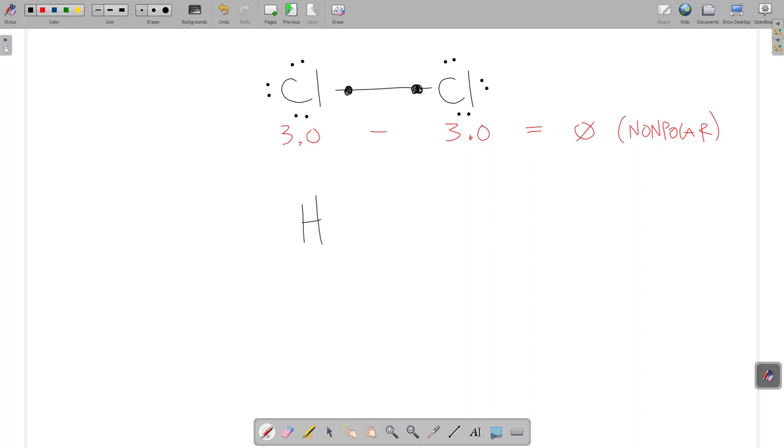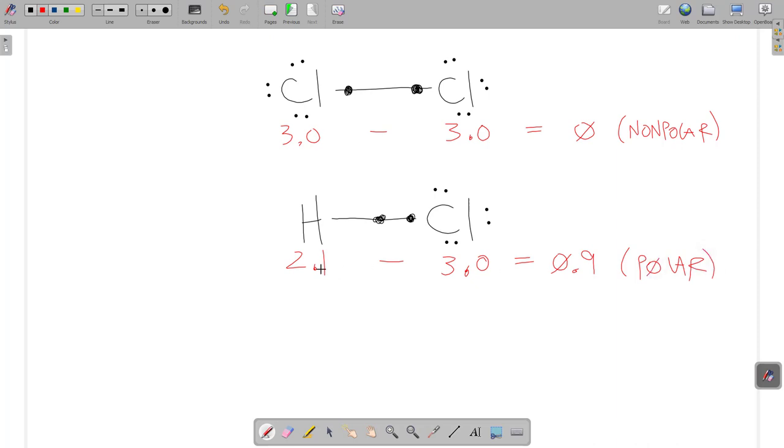If we have an H and a Cl, H is 2.1, Cl is 3.0, so the difference here is 0.9. We call this polar. There's a difference in electronegativity, 0.9.